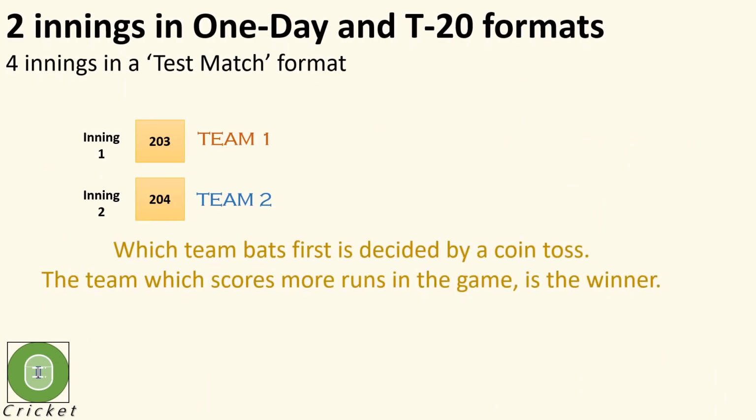In cricket, in one day and T20 formats, there are 2 innings, and one inning is for one team and the second inning is for the second team. In the test match format, there are 4 innings, 2 each for team 1 and team 2.